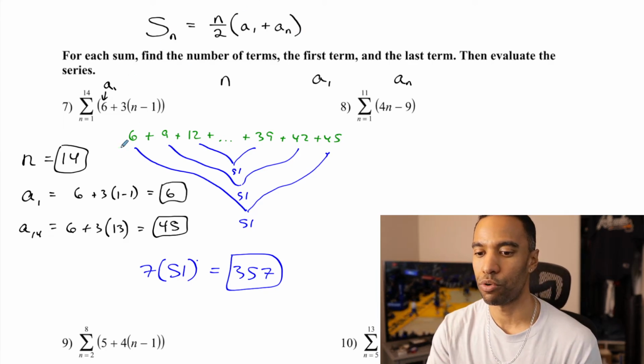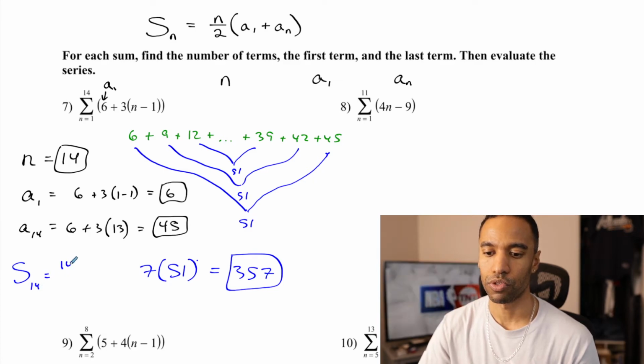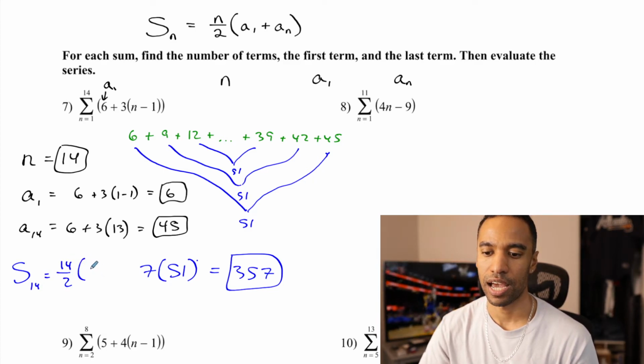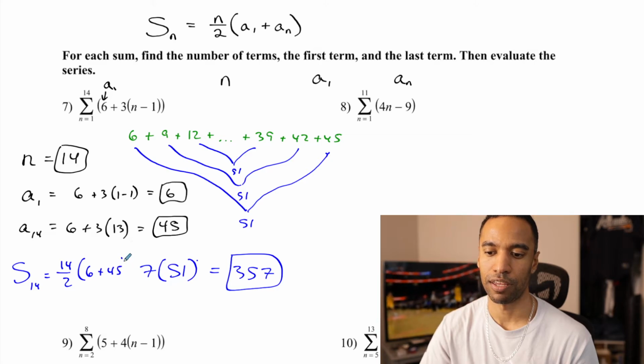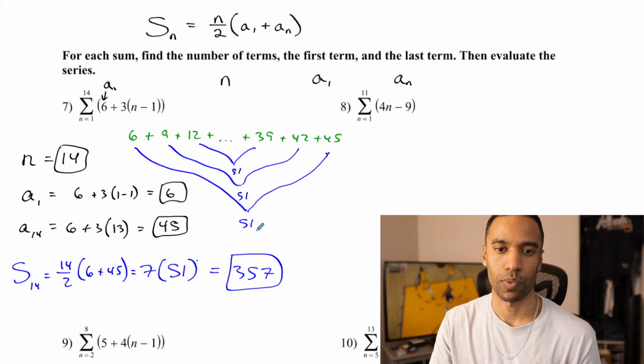So what is the actual formula I should be doing here? It's S sub 14 equals 14 divided by 2 times 6 plus 45. And that gives me my 7 times 51, which is 357.